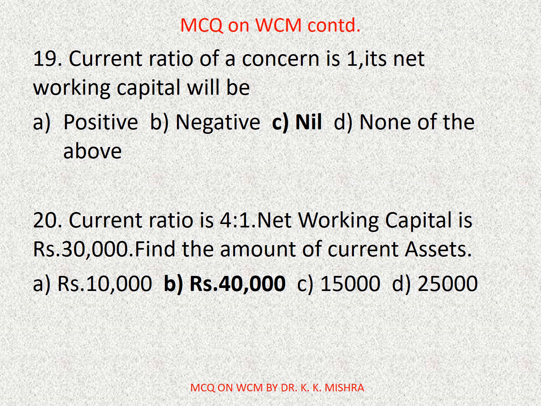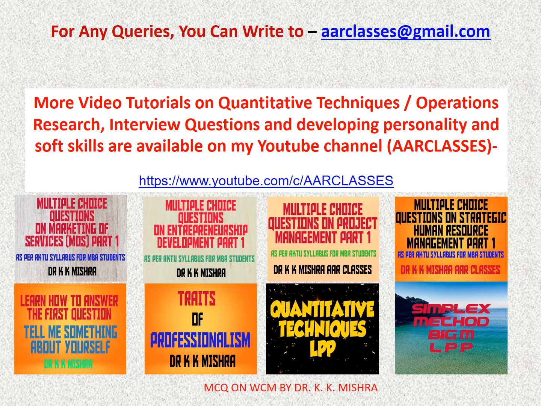Question number 20. Current ratio is 4:1. Net working capital is rupees 30,000. Find the amount of current assets. A. 10,000. B. 40,000. C. 15,000. D. 25,000. It's B. 40,000.